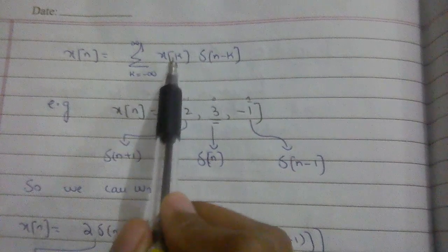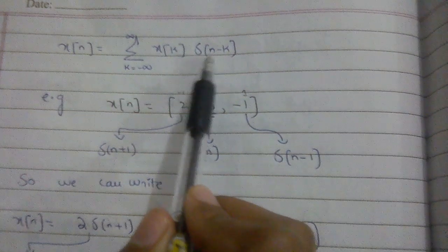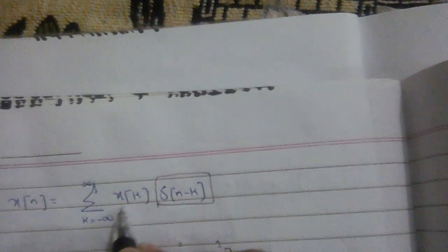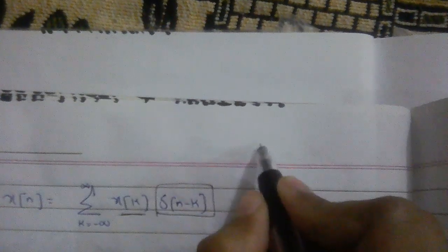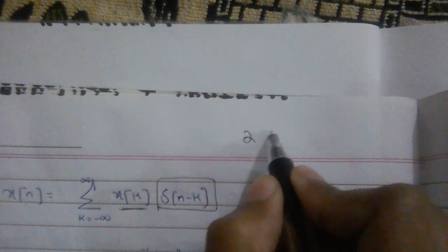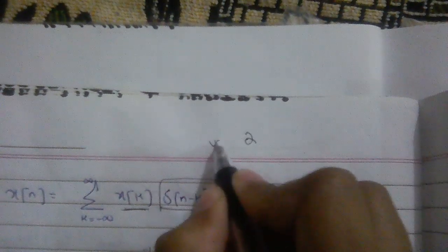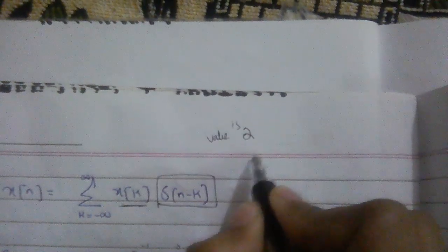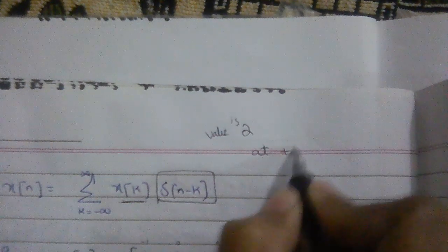That is, we can write x of n is equal to x of k into sigma n minus k. This sigma n minus k is the shifted impulse, and this x of k is the amplitude of that original signal. For example, if the signal value is 2 at plus 1.